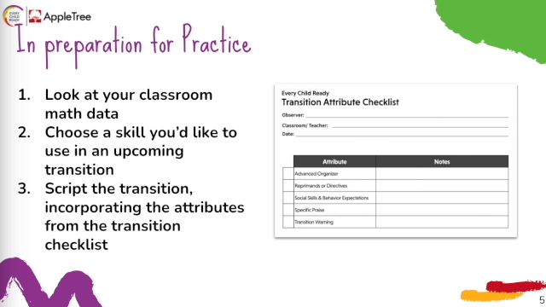In preparation for practice, please look at your classroom math data. Choose a skill that you'd like to use in an upcoming transition. Script the transition, incorporating the attributes from the transition checklist.